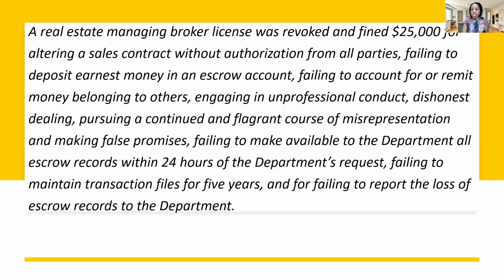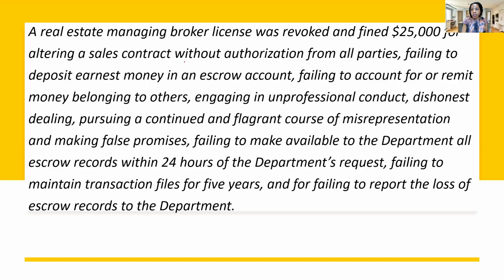It says, a real estate managing broker's license was revoked and they were fined $25,000 for altering a sales contract without authorization from all parties, failing to deposit earnest money in an escrow account, failing to account for or remit money belonging to others, engaging in unprofessional conduct, dishonest dealing, pursuing a continued and flagrant course of misrepresentation, and making false promises, failing to make available to the department all escrow records within 24 hours of the department's request, failing to maintain transaction files for 5 years, and for failing to report the loss of records to the department.